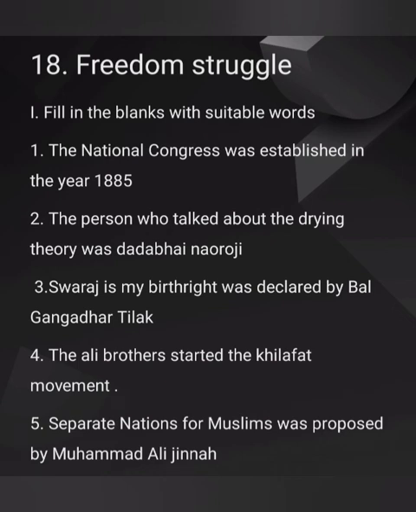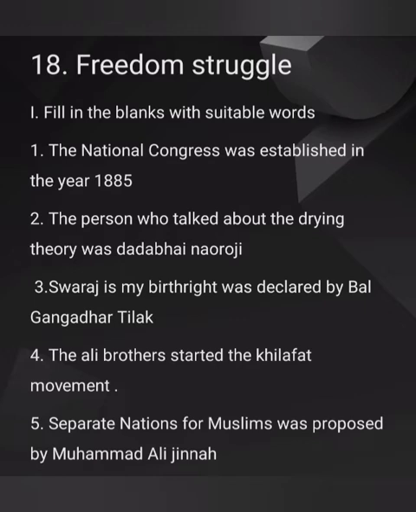First question is the National Congress was established in the year 1885. Second one, the person who talked about the drain theory was Dadabhai Naoroji. Third one is Swaraj is my birthright was declared by Bal Gangadhar Tilak. Next one, the Ali brothers started the Khilafat movement.